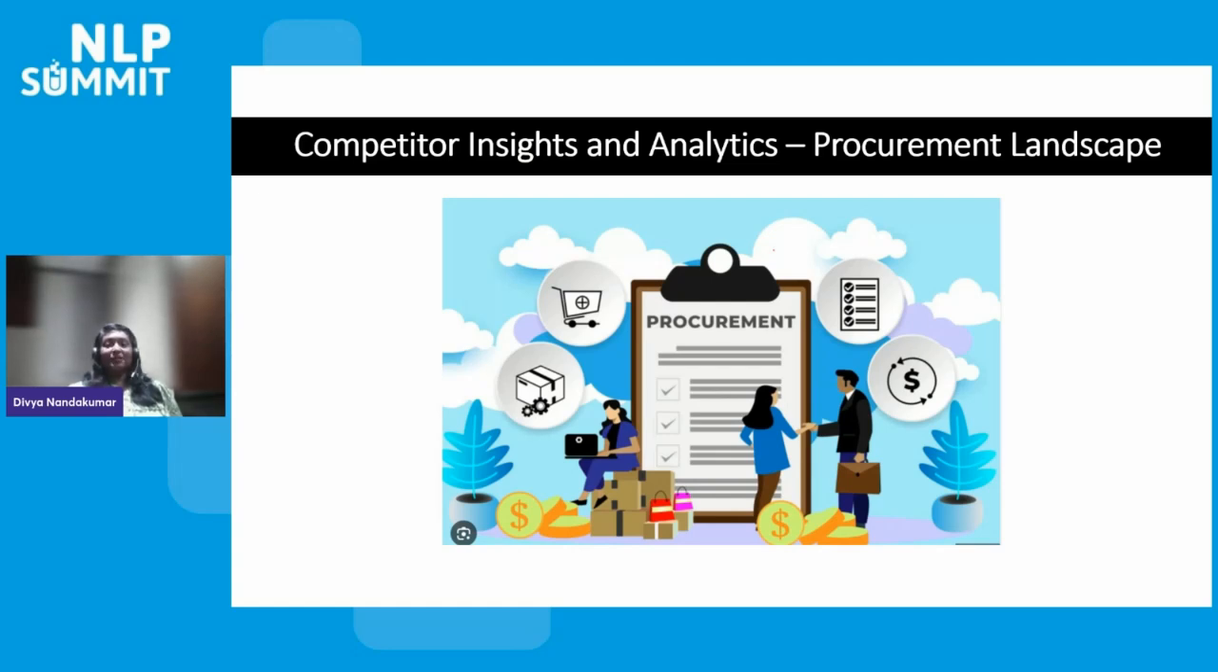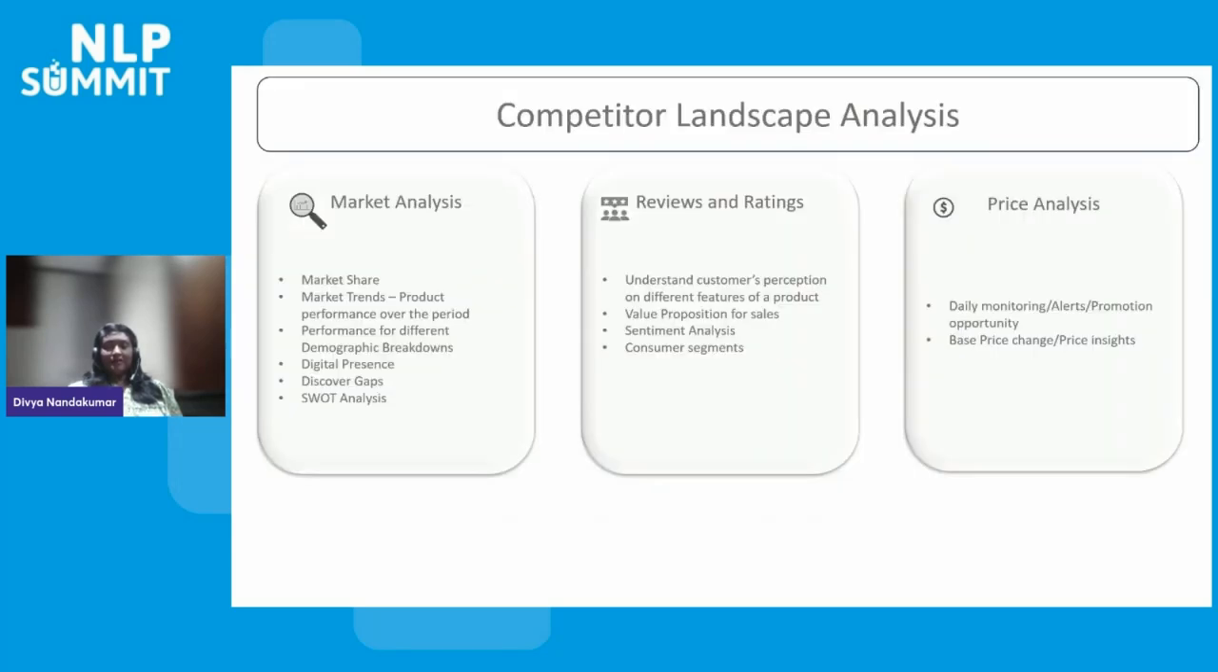Today, we can take a quick look at the competitor insights and analytics from a procurement landscape perspective. Within the competitor landscape analysis, you can broadly classify them into three categories. They are the market analysis, reviews and ratings, and the price analysis. In market analysis, you may want to get answers to questions like what is the market share of your company for an analyzer device in the North America market, maybe in Q2 2024, when compared to the competitor companies.